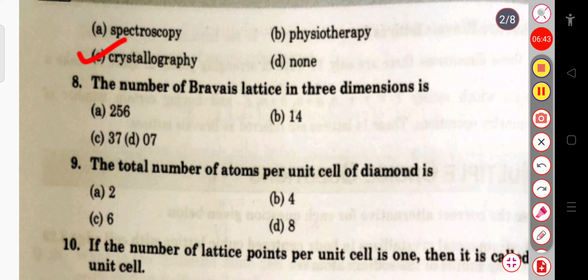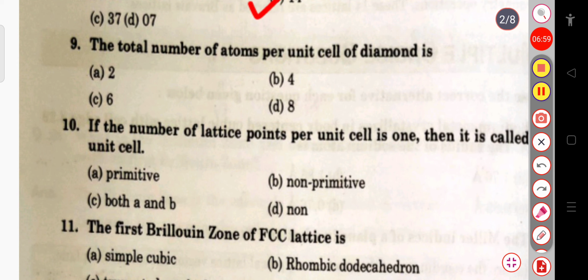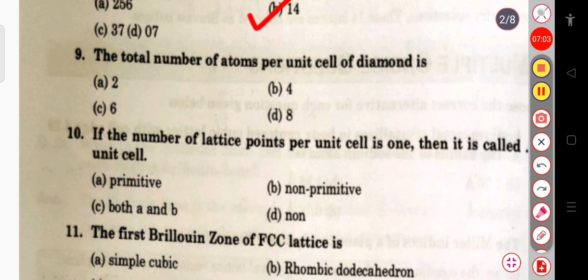The next question is, the number of Bravais lattices in 3 dimensions is. So in case of Bravais lattices in 3 dimensions, the total number of Bravais lattices is 14. So this is our correct answer. Now the total number of atoms per unit cell of the diamond is 8. Okay, so the total number of atoms per unit cell of the diamond will be 8.